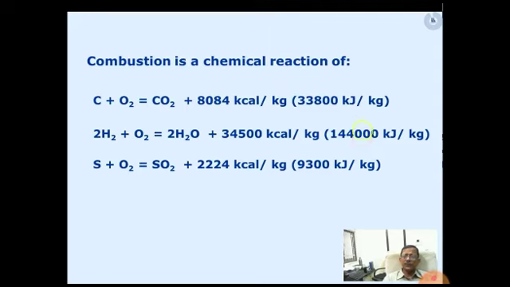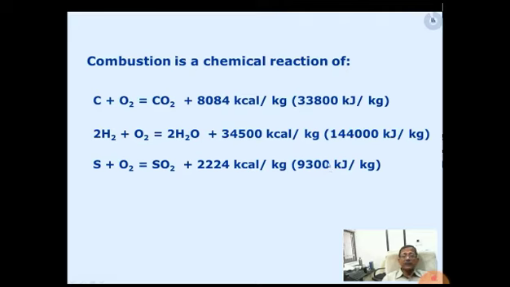We would rather, if we are from Gujarat, follow the heat value of carbon, hydrogen and sulfur in kilojoule. They are actually not exactly matching, as the conversion factor of kilocalorie to kilojoule is 4.187. If you multiply 8084 with 4.187, you will not actually get 33,800 kilojoule. Whatever, you need to remember these three heat values of carbon, hydrogen and sulfur. Hydrogen will react with oxygen to form H2O, and the heat value will be 1,44,000 kilojoule per kg of hydrogen, 34,500 kilocalorie. Sulfur will react with oxygen to form SO2, and there will be 2224 kilocalorie heat released. In kilojoule it will be 9,300 kilojoule.